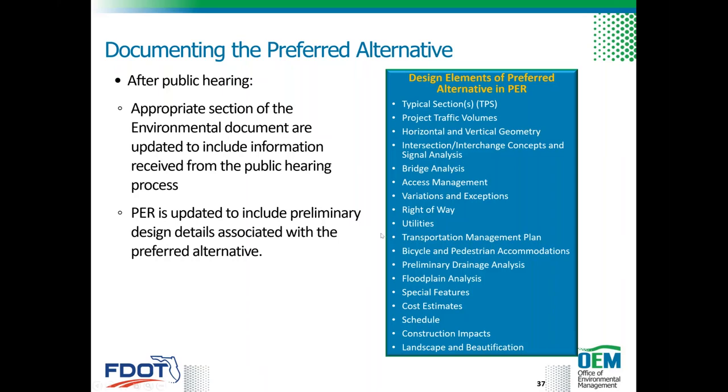And in the blue box here are some of the design elements of the preferred alternative. Typical sections, and you will see that in the PD&E manual, we refer to the approved or finalized typical section package. These are summarized in the PER and also attached to the PER or included in the project file. So I'm not going to go through all these. I'm trying to save some time for the traffic noise.